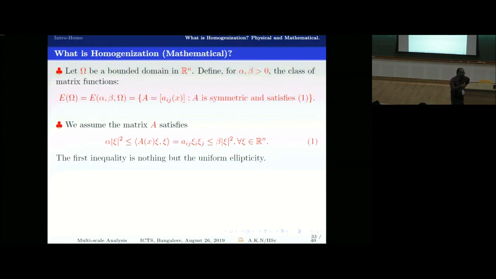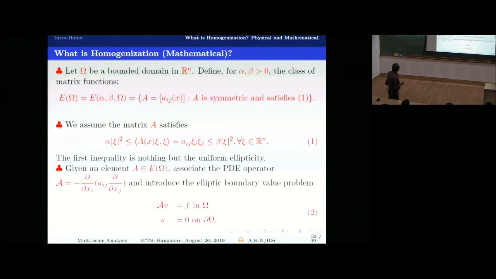You may not get a unique solution and all that. You need some sort of uniqueness. You may have a problem if you don't have ellipticity. So you choose a matrix like that, and corresponding to that you have a differential operator and a corresponding differential equation. This is our situation.